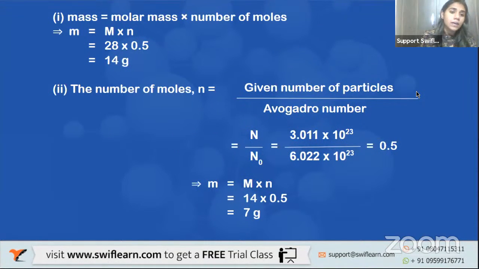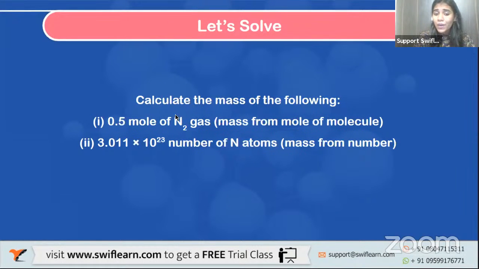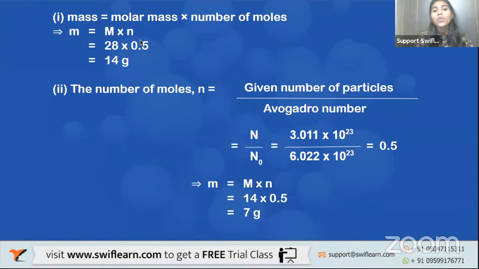I will take mass, that is molar mass, into number of moles. Molar mass we denote as capital M, and number of moles is denoted as small letter n. Now 28 into 0.5. Why do we take 28? Because nitrogen mass is 14. So there are N2, that is 28, right? 2 nitrogen atoms, 1 atom is 14, so 2 nitrogen atoms will be 28. 14 plus 14 is 28. So 28 into 0.5, totally you will get 14 grams.